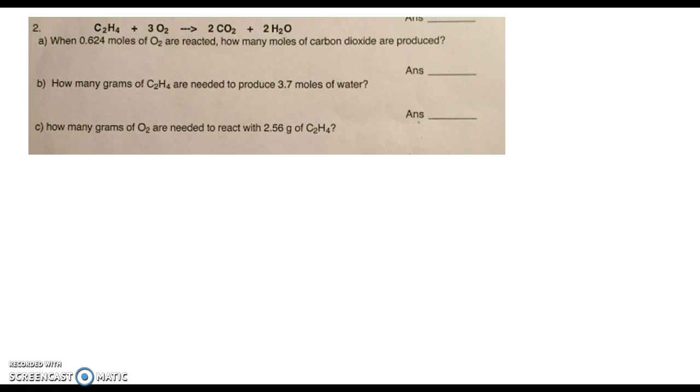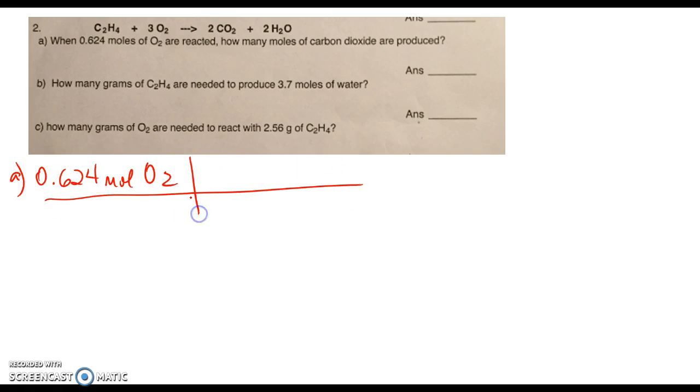First of all, it looks like it's already balanced. I'm just double checking it. Yep, looks good. So A says when 0.624 moles of oxygen are reacted, how many moles of carbon dioxide are produced? Well, we use the coefficients. We're going mole to mole in the equation. So notice, every 3 moles of oxygen, you get 2 moles of carbon dioxide.